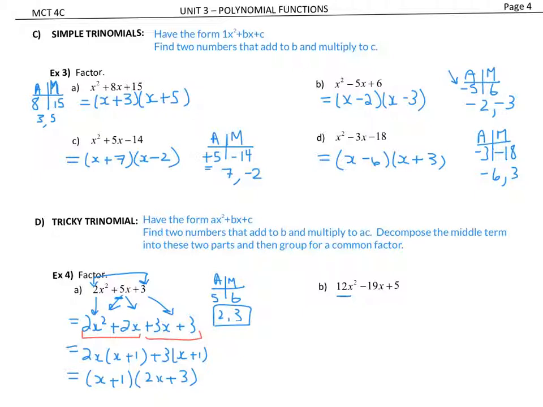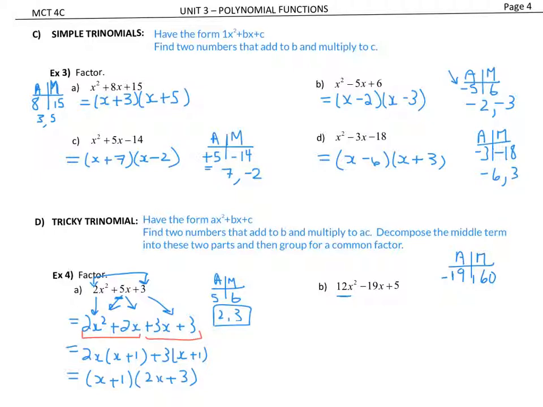Moving on to part B, we're looking for two numbers that are going to add to negative 19 and multiply to 5 times 12, which is 60 here. So the two numbers have to have the same sign because we're multiplying to a positive, and because we're adding to a negative, they have to have both negative signs. Both numbers need to be negatives.